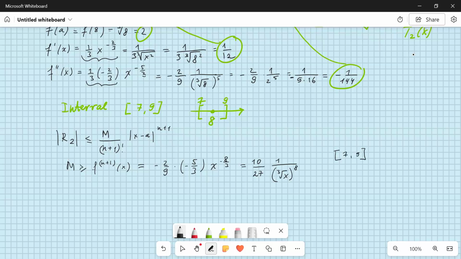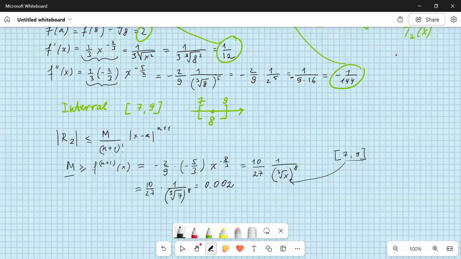Well, the fraction is bigger if we divide by a smaller number. So the smallest number on this interval is 7. That's just going to be approximately 10 over 27, 1 over the cubic root of 7 to the power of 8. I'm going to calculate this number because we'll need to know it. Okay, guys, my calculations are telling me that this number is approximately 0.02. So we can use it as number M, because M can be equal to this number, or we can make it a little bit bigger, 0.03, for example.